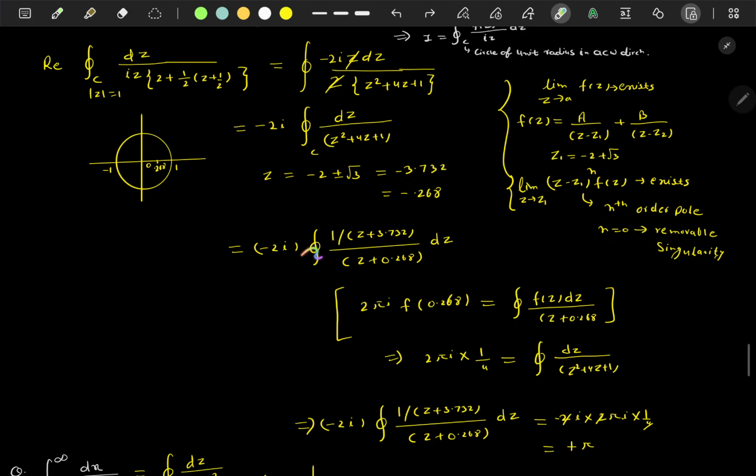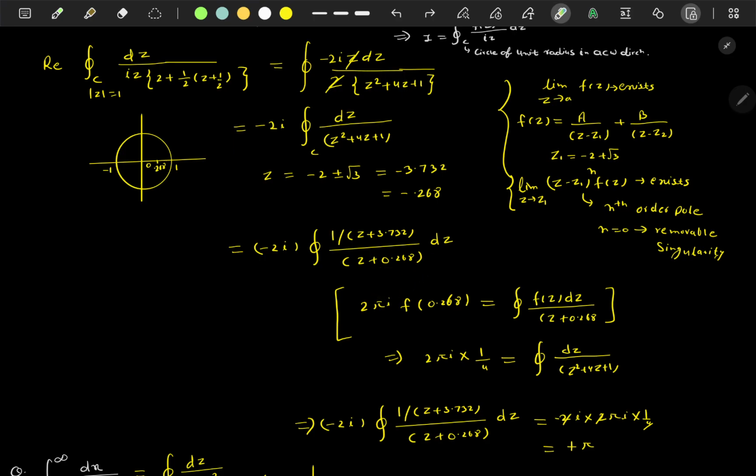So first solving it, minus 2 iota, only minus 0.268 is lying inside. So z equal to the other point is lying outside, so it has no use for us for now. Means in calculation we will not consider it. We will only pay attention to this problematic point.